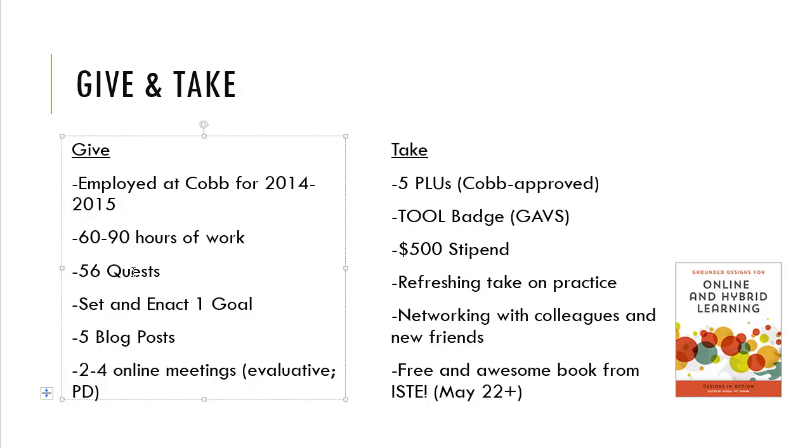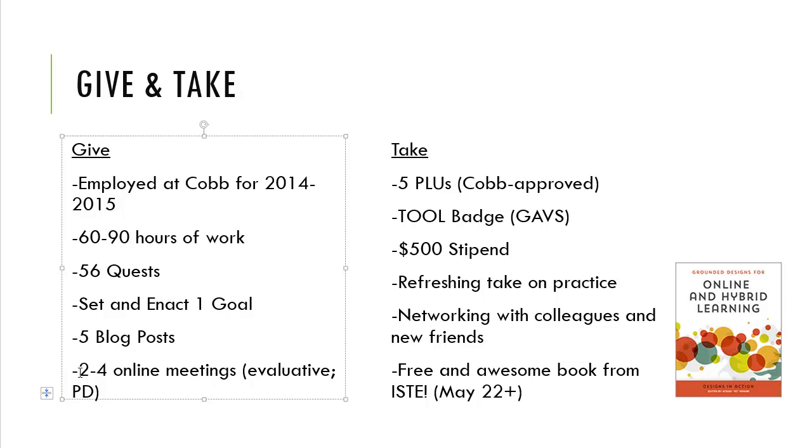There are about 56 quests in the tool course that you're going to want to do if you want to earn that full Georgia Virtual School badge. Maybe a few less if you just want to do the bare minimum to get your stipend. You're going to want to set and enact one goal in fall. You're going to want to produce 5 blog posts where you kind of talk to us, the learning community, let us know how things are going for you, that kind of thing.